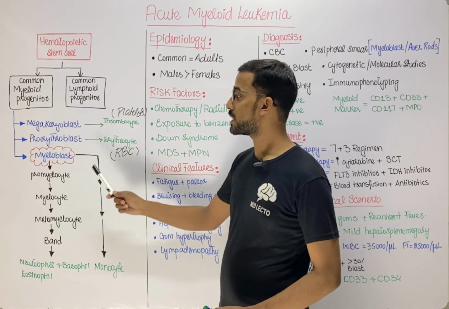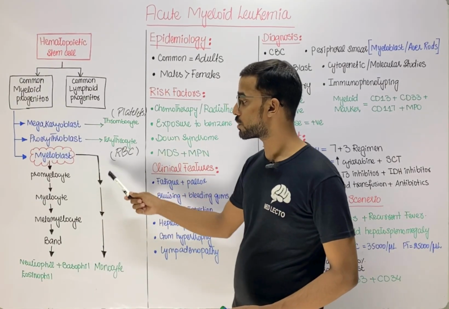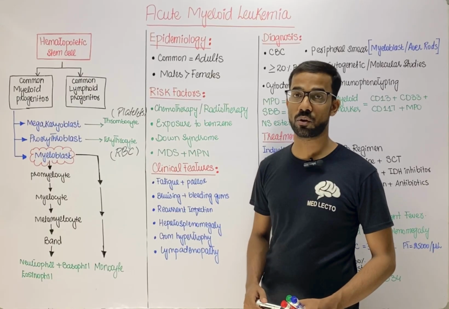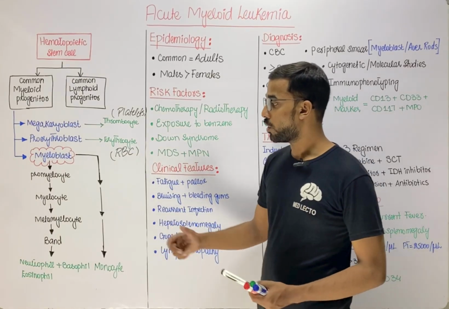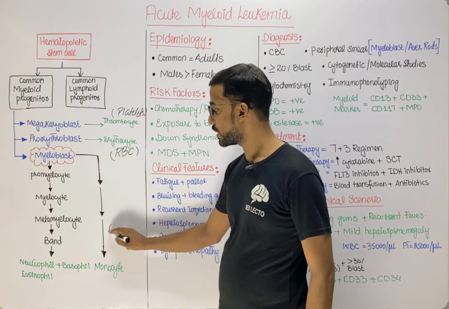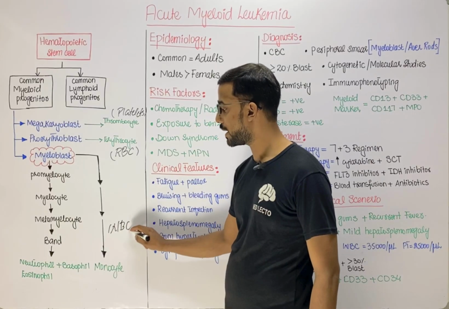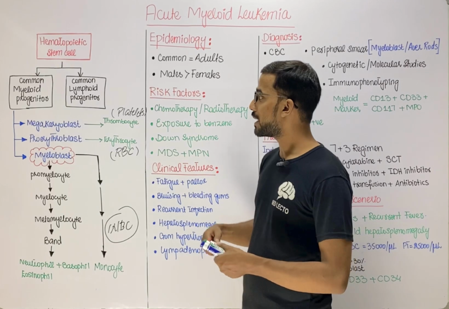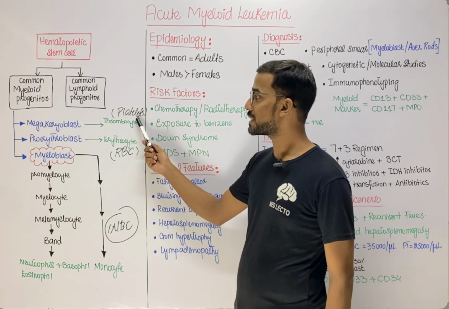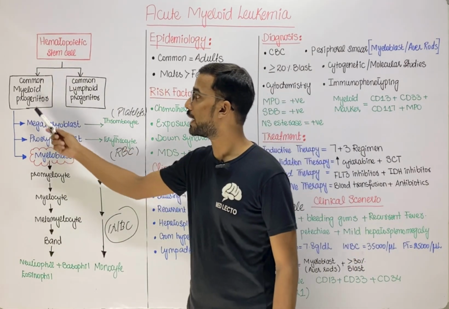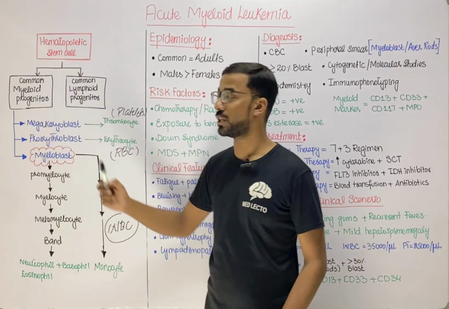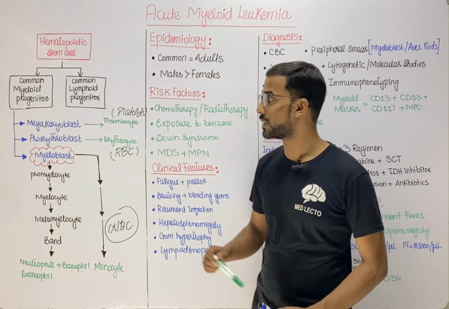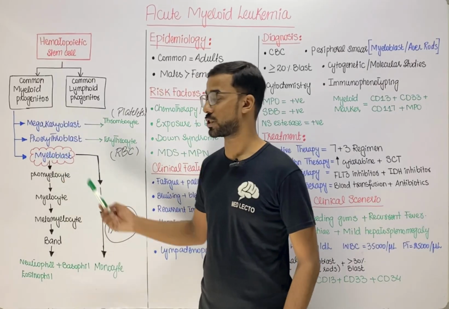Along with that, from the myeloblast you will also see the formation of the monocytes. So ultimately you will see the formation of the white blood cells from the myeloblast. Red blood cells, white blood cells, and platelets are all linked to the common myeloid progenitor. But the defect starts from the myeloblast.